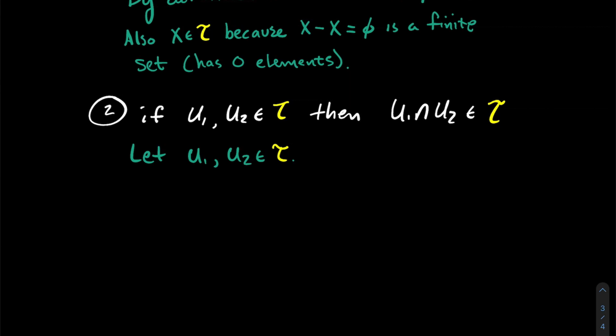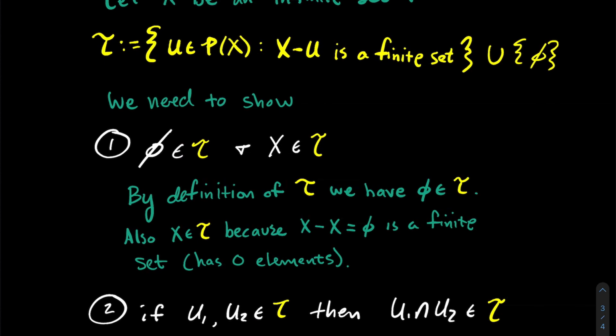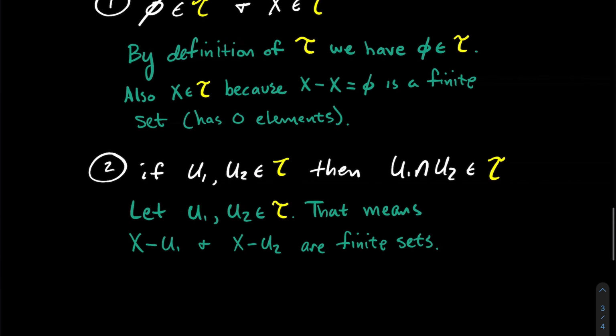And here's where you've got to think about what it means if U1 and U2 are in T. That means that they satisfy the criteria to be in T. Either one of U1 or U2 is empty, or their complement is finite. And so what I'm going to say is that means X minus U1 and X minus U2 are finite sets.